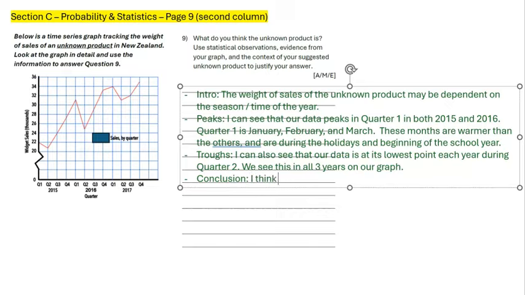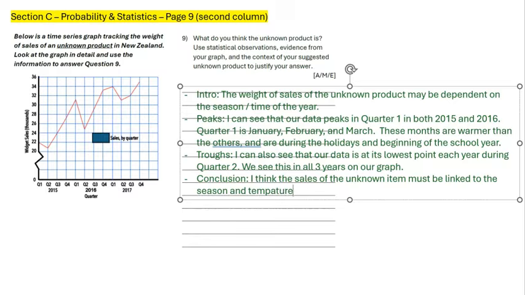So I think the sales of the unknown item must be linked to the season and temperature. Sales are at their highest in quarter one, and I should note quarter four as well, because if you can see the next highest point, quarter four was happening here. That's still pretty high compared to 1 and 2 here. And up the top here, you got quarter one here, but quarter four was quite high, again, compared to your 2 and 3. So quarter four was quite high as well, and that's the other side of summer, right? Because December's officially when summer kicks in.